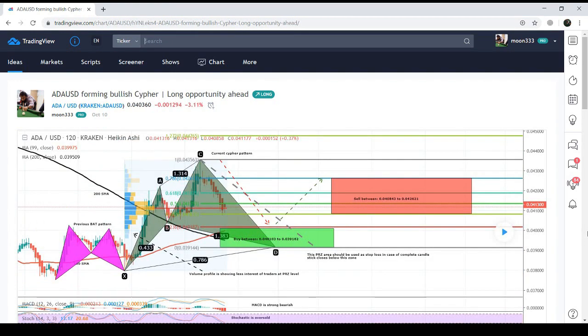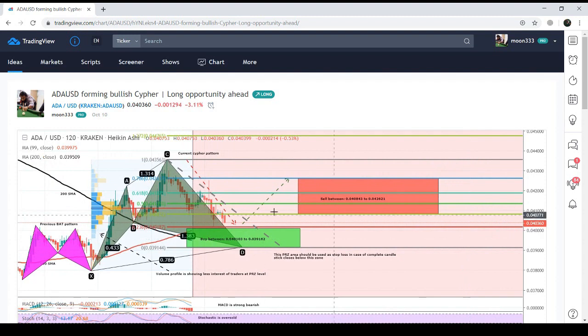Then I shared this idea of ADA or Cardano US dollar, and on this chart the price action was forming a bullish cipher pattern, and I was expecting that the last leg would be completed and the price action would enter this potential reversal zone. Now let's see what happened after that. The price action entered the potential reversal zone, took the bullish divergence and hit the sell zone almost up to 0.50 Fibonacci. But I think this trade is still valid, and the price action will again take the bullish divergence from this potential reversal zone and hit the sell zone again.